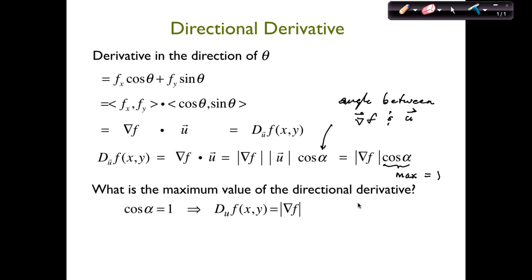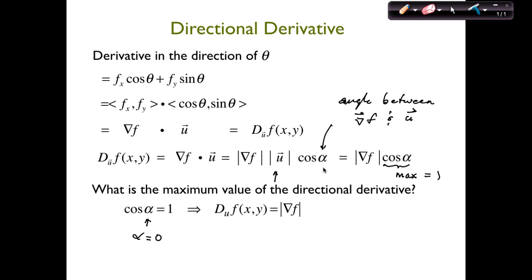What direction should we go? Now I'm asking about alpha. What should alpha be to get a cosine of 1? We want that to be 0, right? And what does that mean for our vectors then? If alpha is 0, we're saying the angle between these two vectors is 0. So how should I choose u so that alpha is 0?